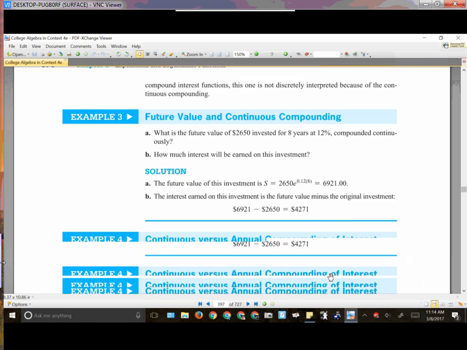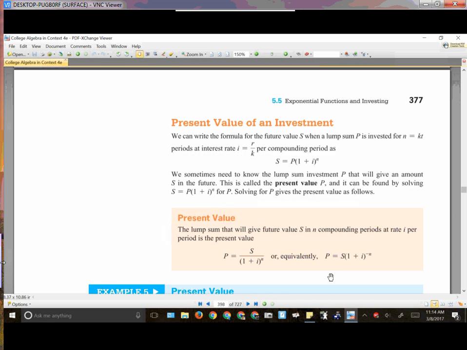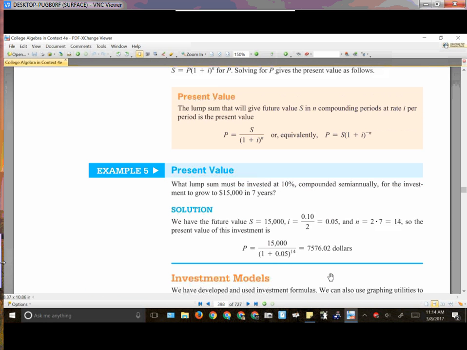Another formula that I want you to make sure that you have is present value. Now, you have to understand what it means when we say present value, what this is calculating. The other ones were future value, that is, how much it is going to be worth in the future. Now, the present value is the lump sum that will give future value S in n compounding periods at rate i.